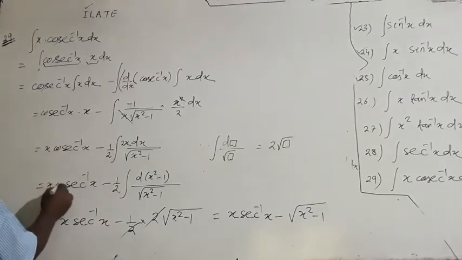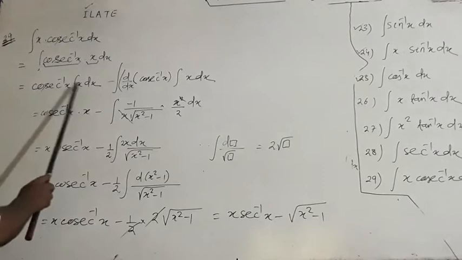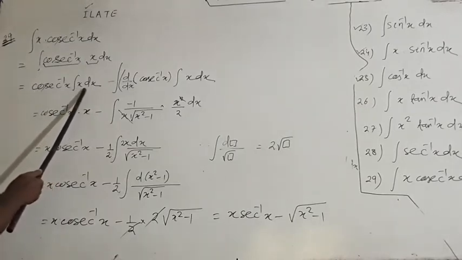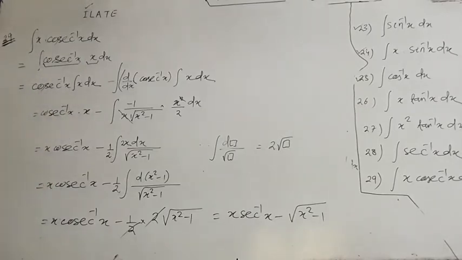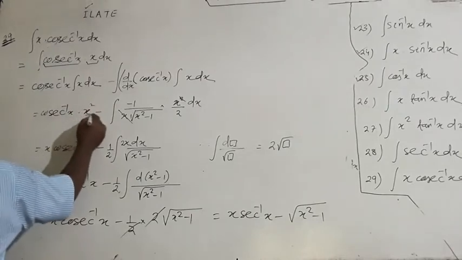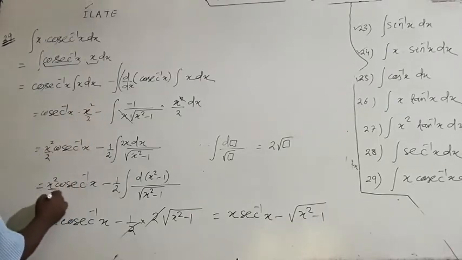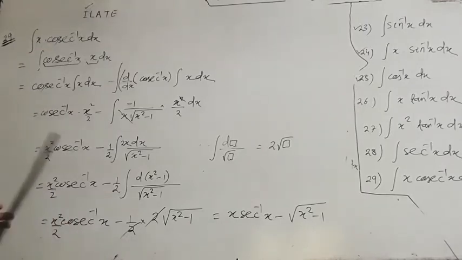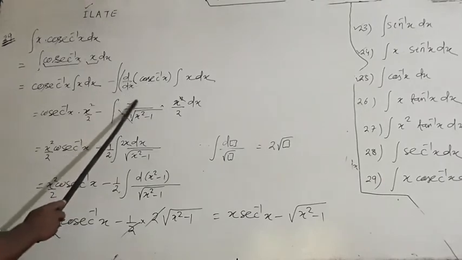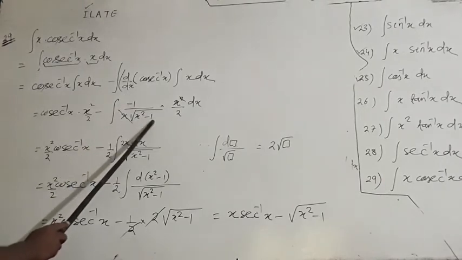Sorry, everywhere I am writing it. Now look here: x cosec inverse x. The integration of x is what? x square by 2. So you have to keep x square by 2 in the first position. Then what will happen? Minus the derivative of cosec inverse x, which is minus 1 by x into root over x square minus 1.